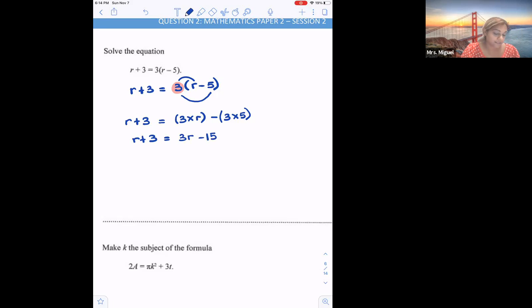I want to solve this. So I could remove this R and bring it to this side, and I could remove this and bring it to this side. So here I will get 15 plus 3 is equal to 3R minus R. 18 is equal to 2R. To find R, I simply divide by the number in front of the R. So R is equal to 9.